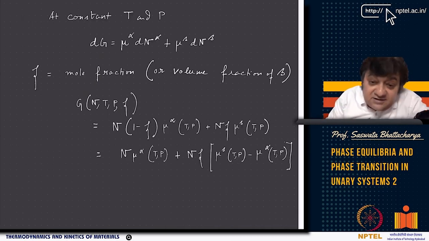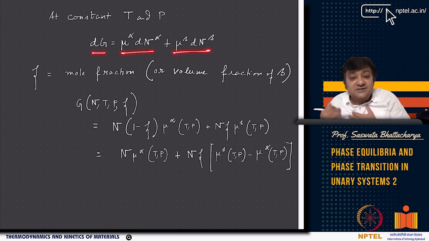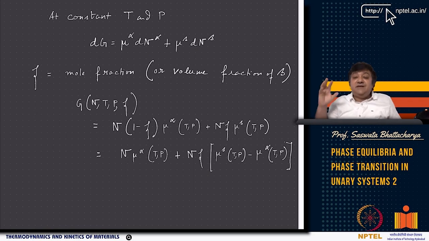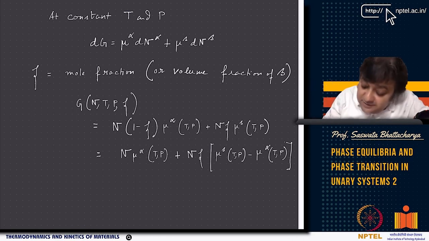Now, at constant temperature and pressure, as you know, dG is mu alpha dn alpha plus mu beta dn beta, right? All the S dT and V dP terms go to 0, since dP and dT are 0. So, dG just becomes mu alpha dn alpha plus mu beta dn beta.